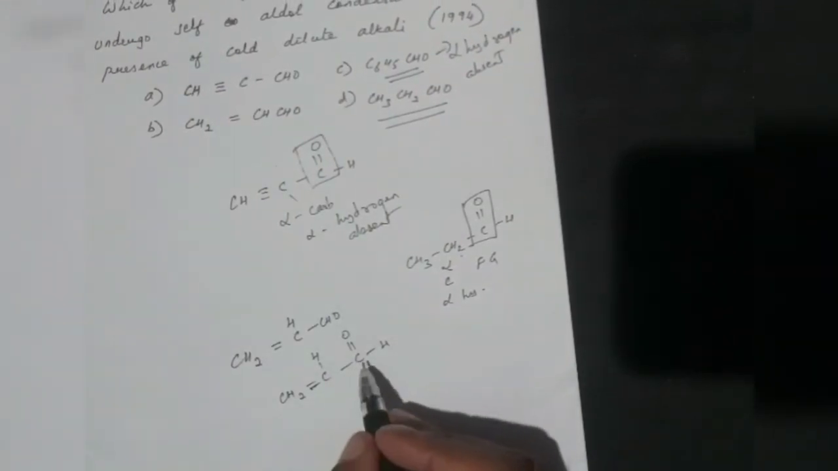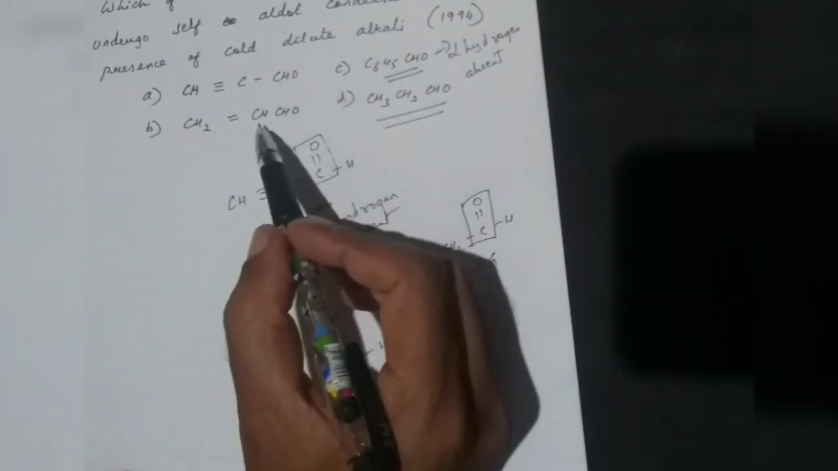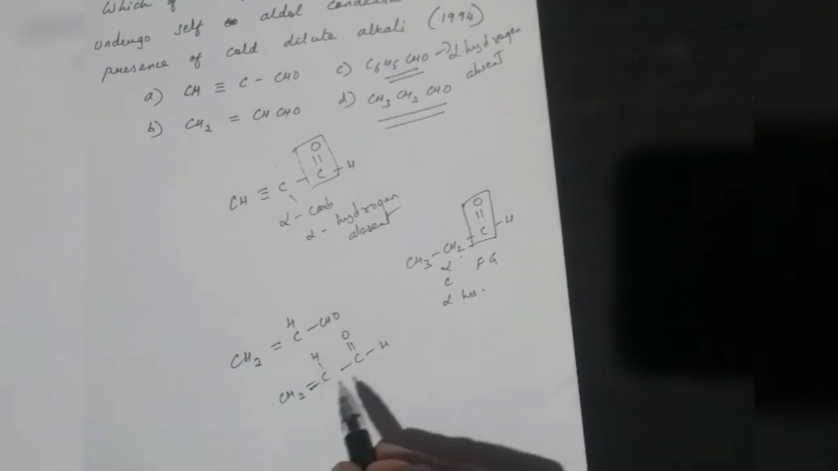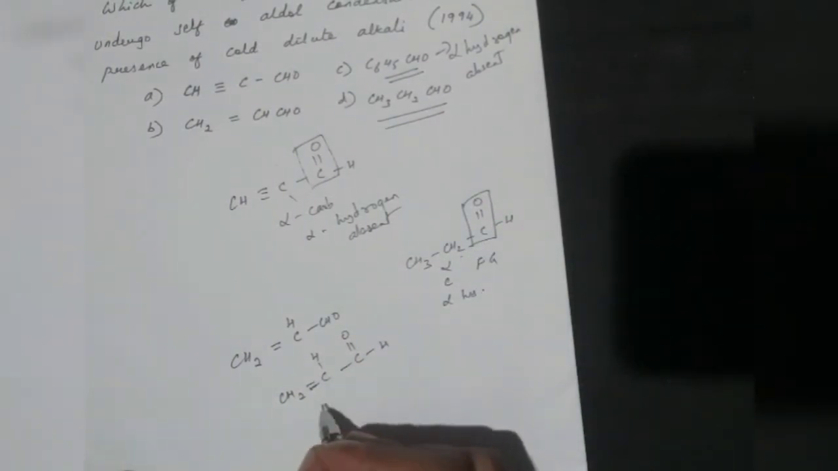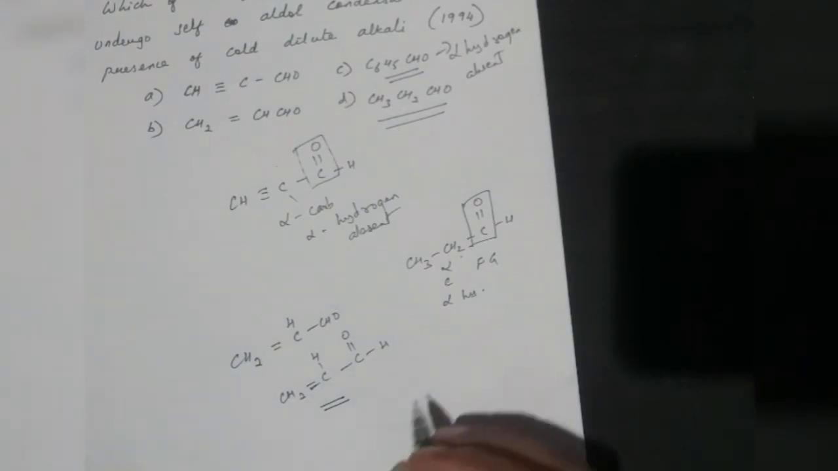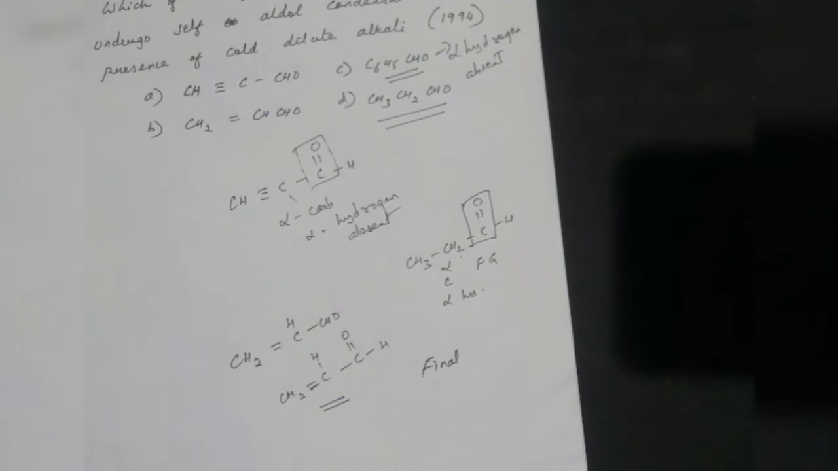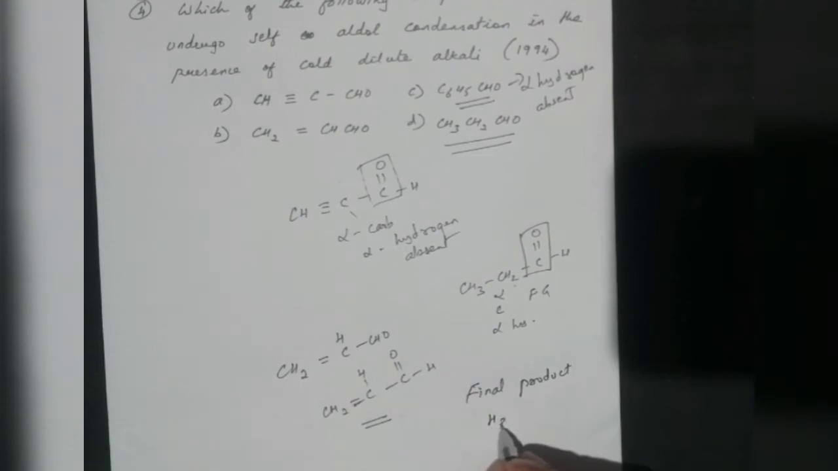So there will be a little bit of confusion between these two things, because here also it looks like we have got that alpha hydrogen, and here also alpha hydrogen is present. But the point is, in case of the final product, we have to remove two hydrogens.